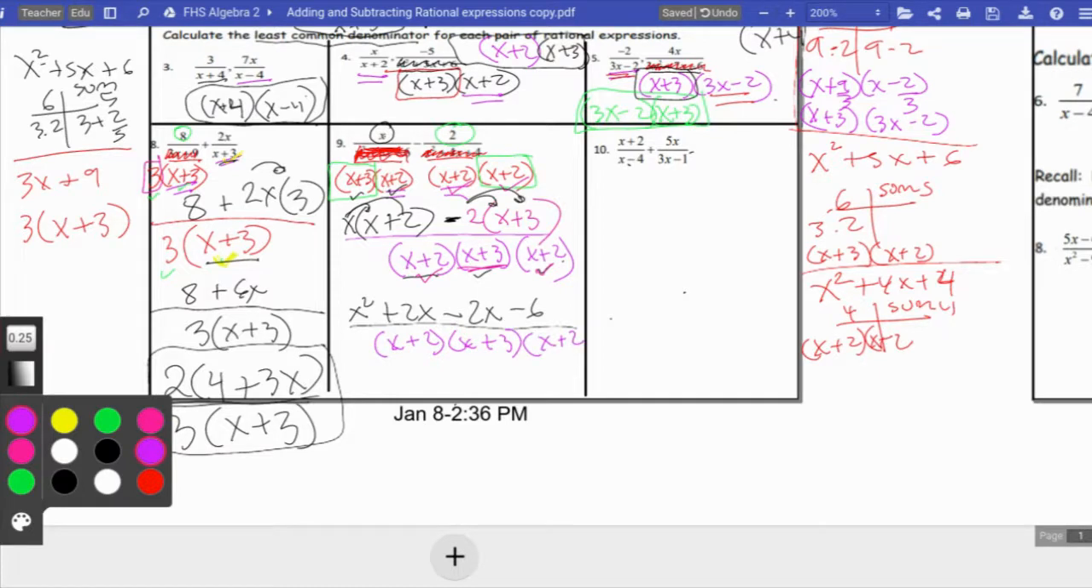Okay. Should we continue at the top? Absolutely. It looks like these can cancel. Yep. You're left with x squared minus 6 over the whole shebang, which is x plus 2, x plus 3, x plus 2.